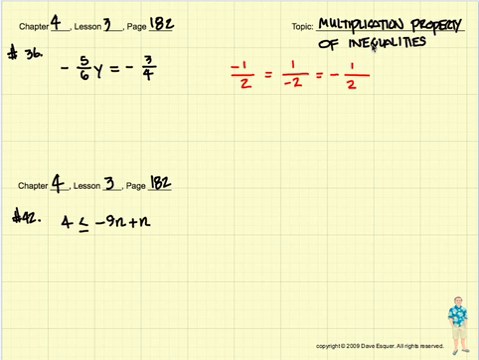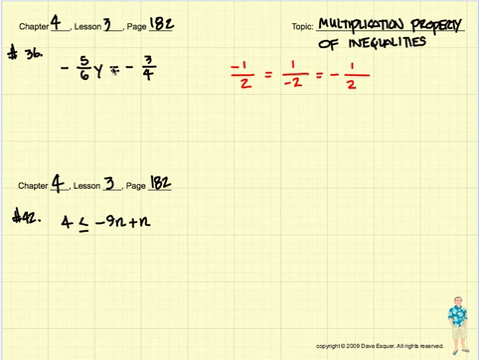Only thing we're going to have to remember is that when we either multiply or divide in an inequality by a negative number, we're going to have to reverse the sign of the inequality. So when we multiply or divide in an inequality by a negative number, we have to reverse the sign of the inequality.